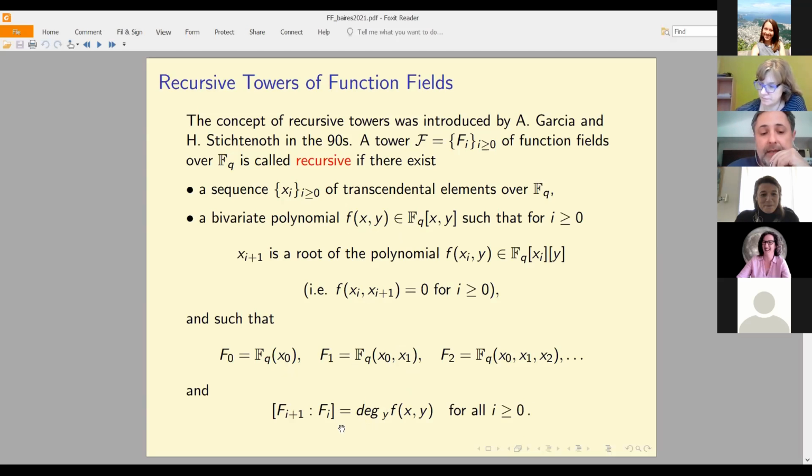And you ask that the degree is always the degree in the y variable of this polynomial. So this is the concept that Garcia and Stichtenoth studied. And this is recursive because you use the same equation in every step of the tower. That should give you more chances to find, for instance, the dimension of the Riemann-Roch spaces, because you have everything more or less controlled by this polynomial. So that was the hope in defining these recursive towers.